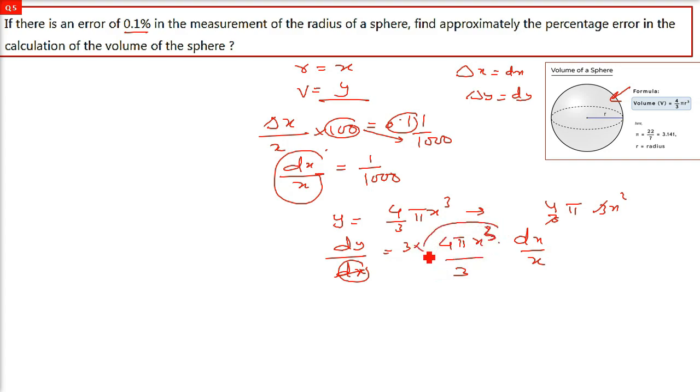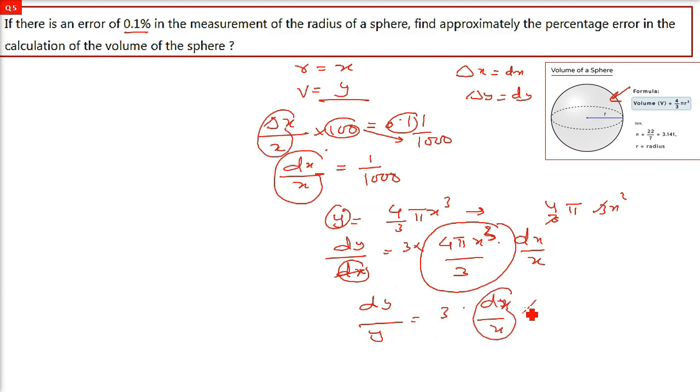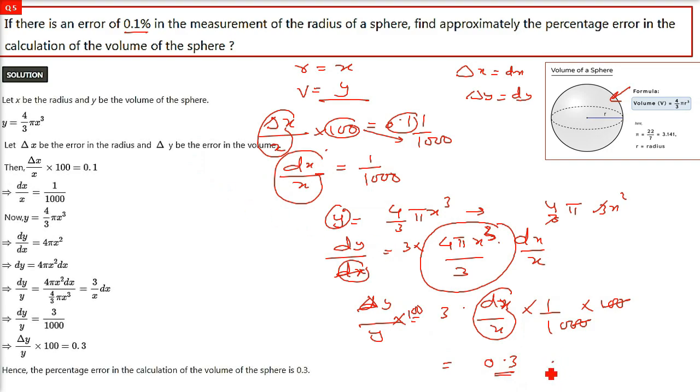Why did I do this? Because 4 by 3 pi r cube or pi x cube is y. So this y you can bring down here. So it will be 3 into dx by x. So dx by x is what? 1 by 1000. So 3 by 1000. That is, we have to find out the percentage. So delta y by y into 100. This you can assume it to be multiplication by 100, so this goes 2 zeros. 3 by 10 is 0.3. So 0.3% change in the volume will be the result.